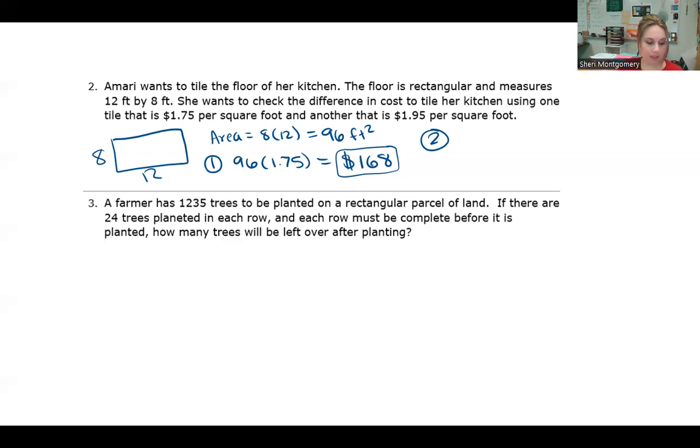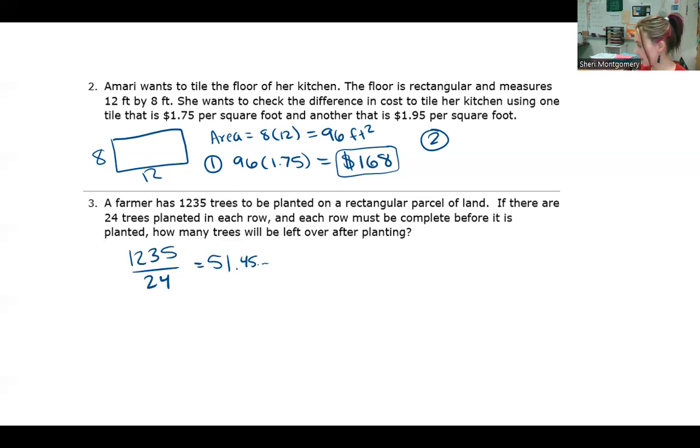So we've got to definitely divide first. Got to figure out how many rows we can get. So we can do 1235 divided by 24. You didn't get exactly 51. You got 51 and then some decimal, right? Yes. So it's 51.45, and so on. Okay, so I can't plant exactly 52 rows, but I could plant a full 51 rows.